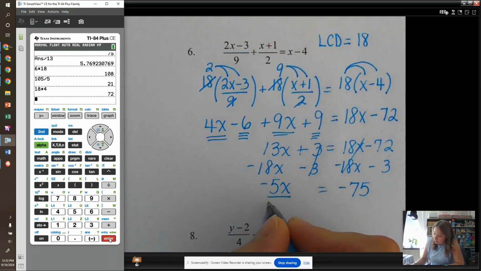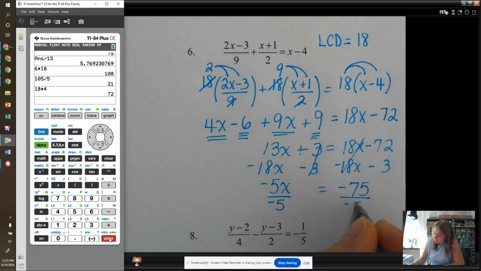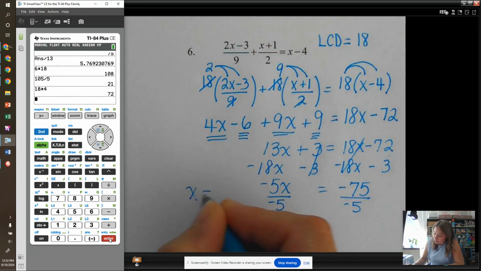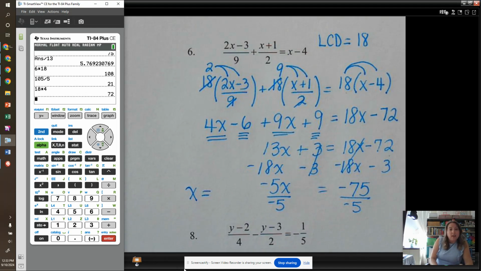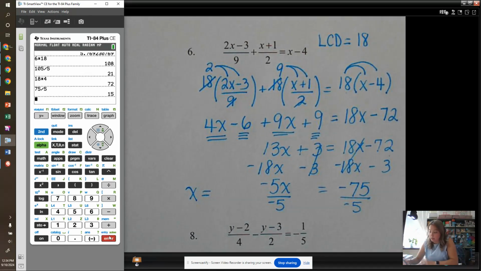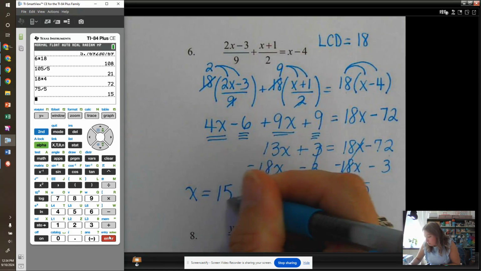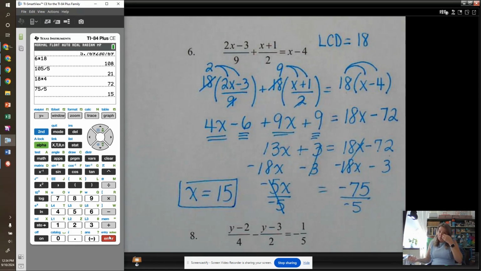Okay. Now, we would divide both sides by negative 5. And we get x equals, so we end up with a 75 divided by 5. Since they're both negative, I already know that their signs cancel each other out, right? Negative divided by negative is a positive answer. So x equals positive 15. That was a great one to look at.